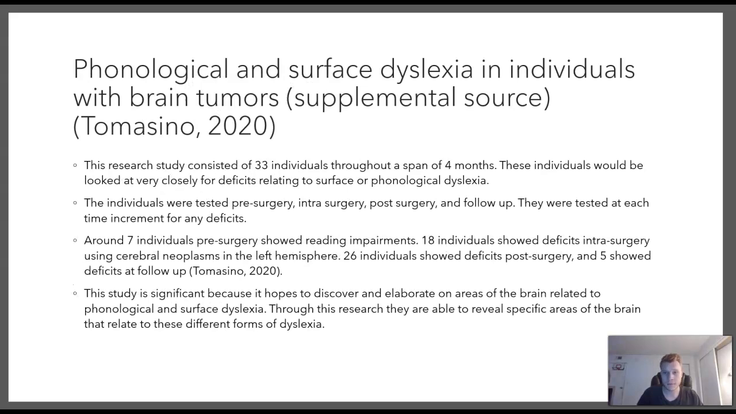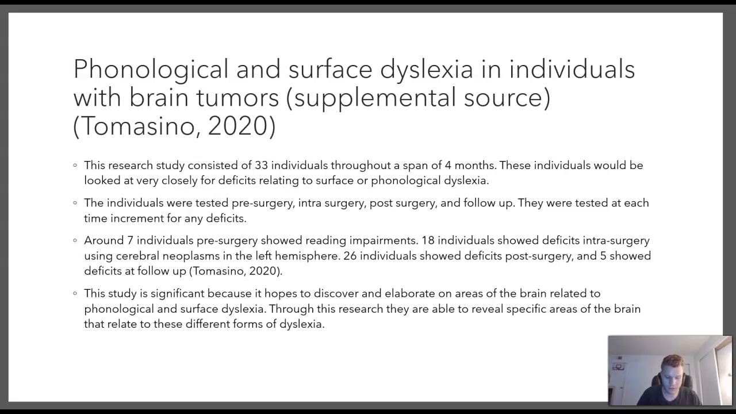So this here is my supplemental source, and it is research done on individuals with brain tumors. So I decided to utilize this article discussing phonological and surface dyslexia. This study lasted over 4 months and included 33 individuals with brain tumors. The research hoped to expand on the knowledge of the relation of neuroanatomy to phonological and surface dyslexia.